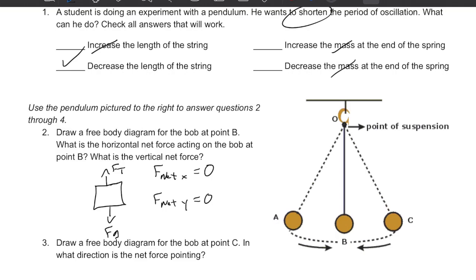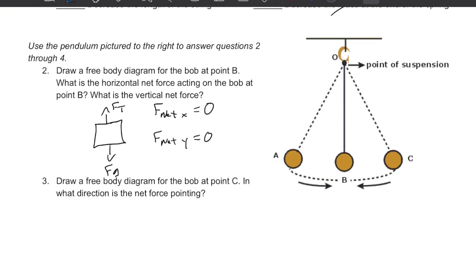Draw a free body diagram for the bob at point C. In what direction is the net force acting? Well, as the bob moves to the right, it's moving away from its equilibrium. If it's moving to the right, the net force is going to be to the left because that's the restoring force trying to bring us back to equilibrium.